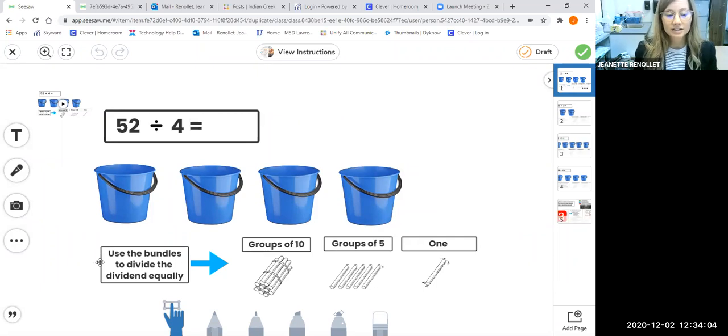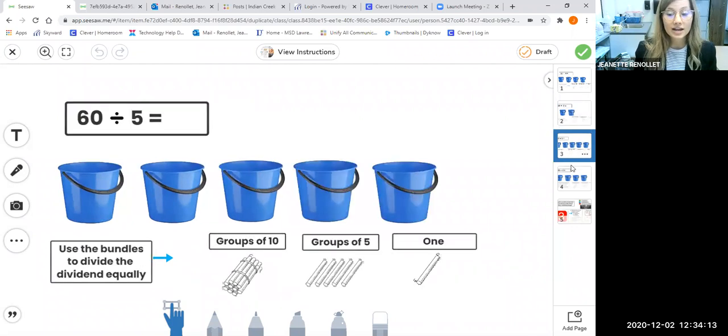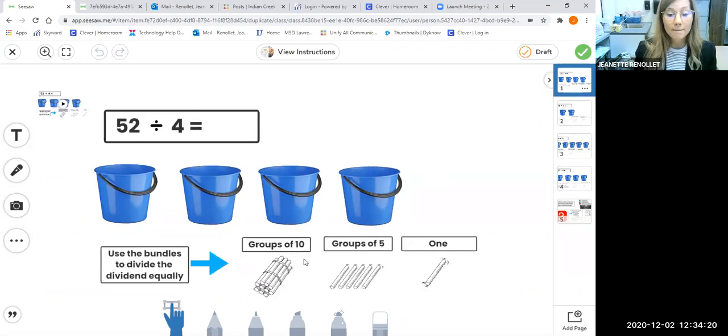Your seesaw task looks just like this. Today, your job is to complete slides 1, 2, 3, and 4, showing division using equal groups. Remember, you are going to start by counting by either groups of 10 or groups of 5. When you get closer to the end, you may start to count by 1s.